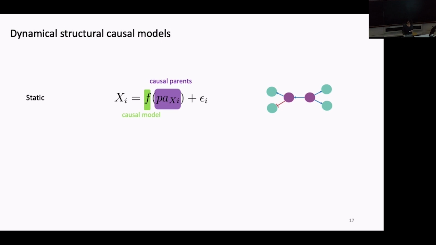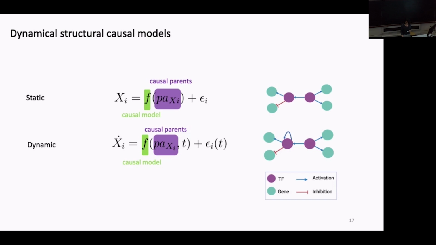So to recover those cyclic dependencies, I look into the dynamic structural causal models, where we model the time derivative of the genes or their velocity as a function of other genes and time. So with these dynamic structural causal models, we are actually able to also learn the cyclic dependencies between genes.